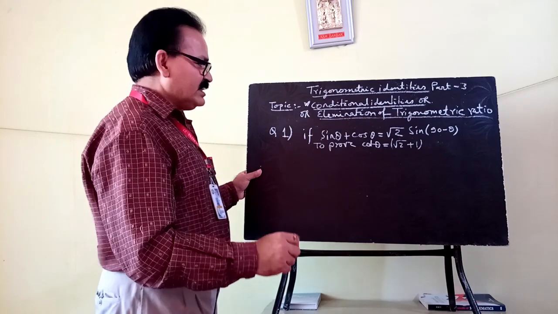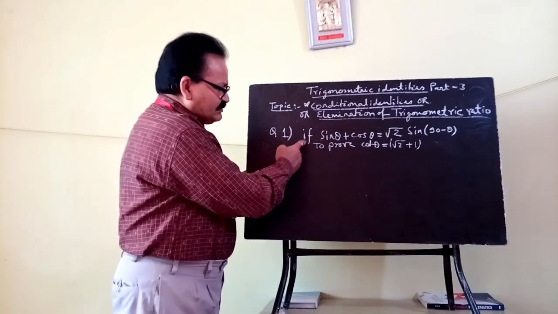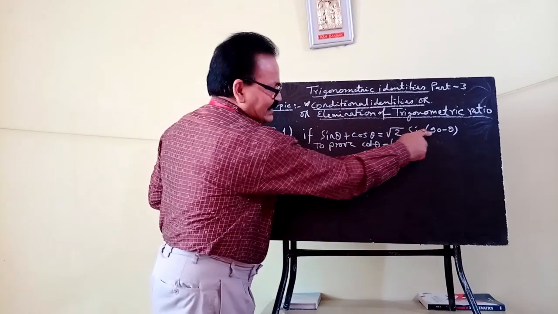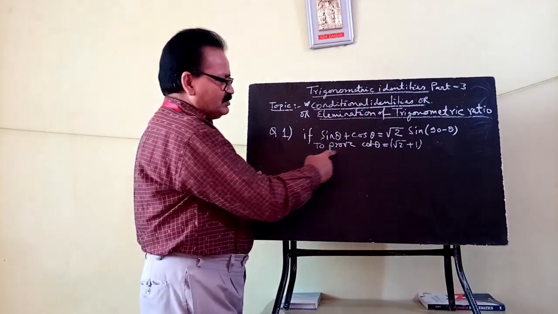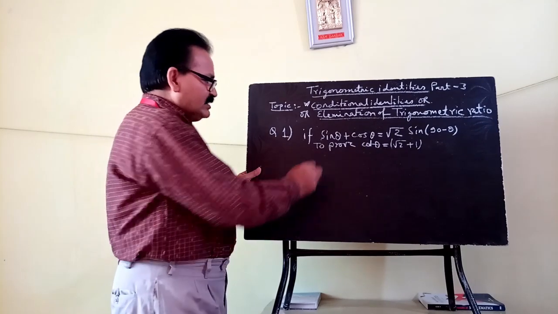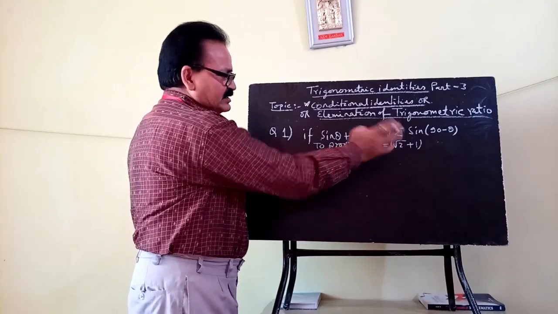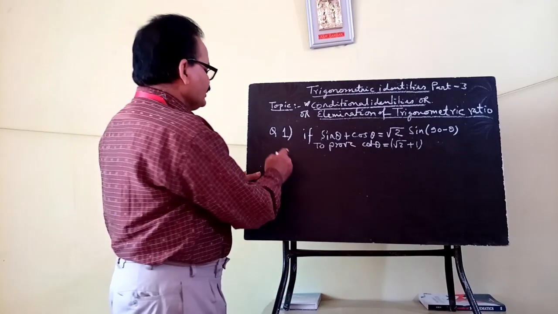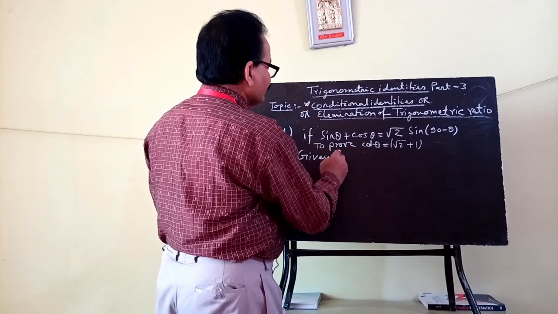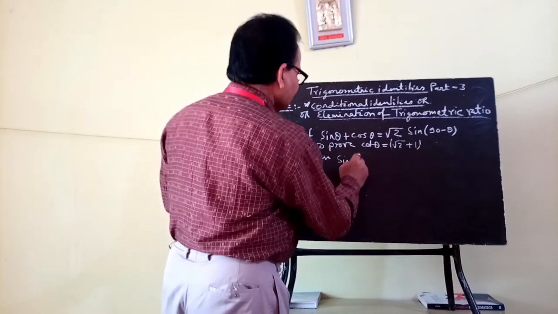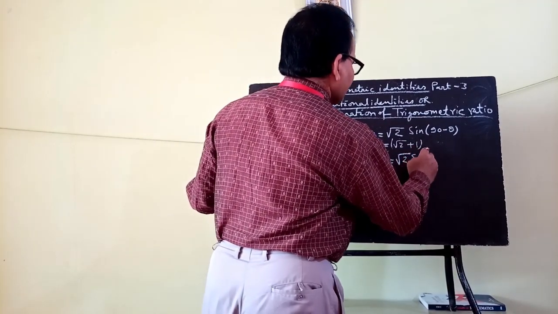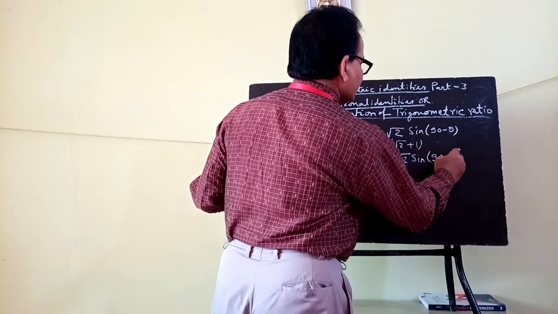You see here, your question is: if sin theta plus cos theta is root 2 multiplied by sin (90 minus theta), you have to prove cot theta equals root 2 plus 1. This condition is given and you have to use it to prove cot theta equals root 2 plus 1. So for the solution, you have to start from the given part: sin theta plus cos theta equals root 2 sin (90 minus theta).